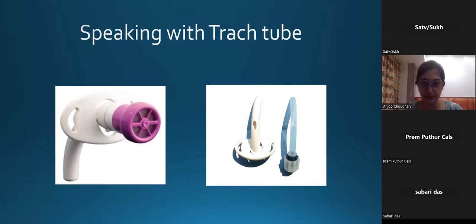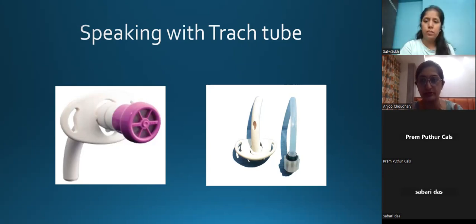But if they want to speak, they can uncuff the tube for a little while, suction immediately after that, use a valve and start speaking. But again, after some time, they have to remove it and inflate the cuff again. So whenever the cuff is inflated, the speaking valve is not going to work. But they need a cuffed tube because the prevention of aspiration is more important than speech in these patients.